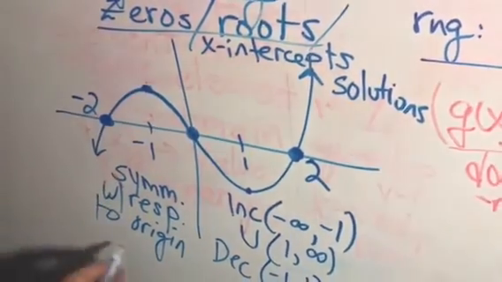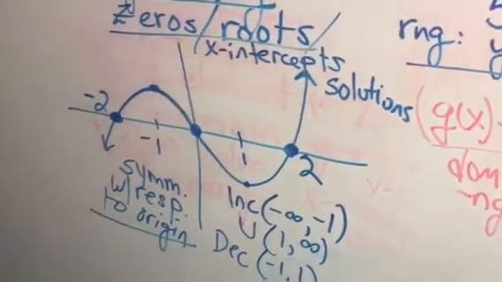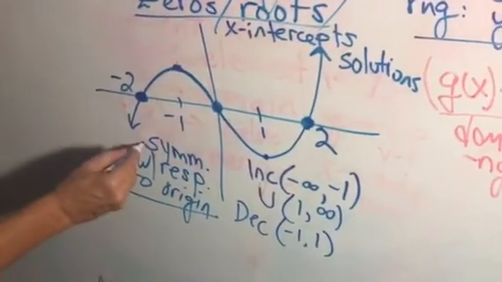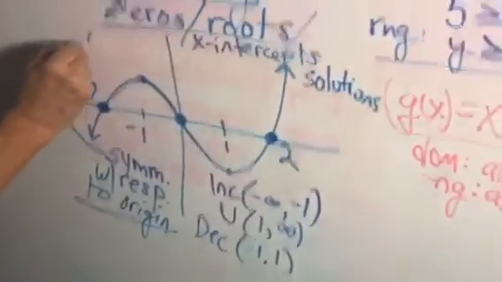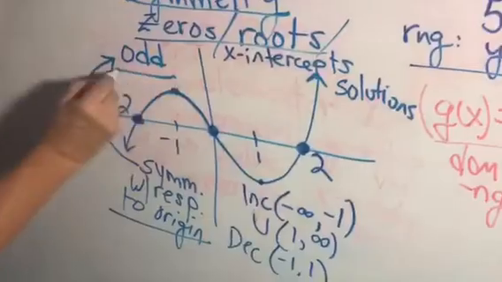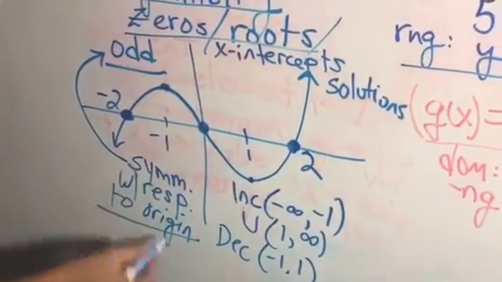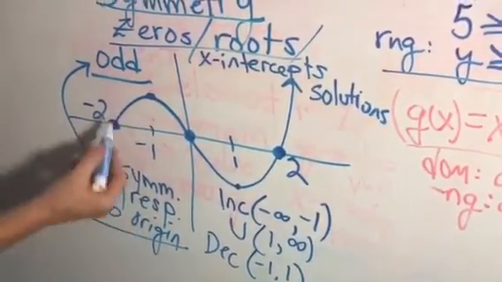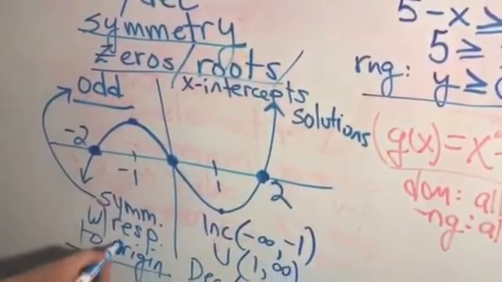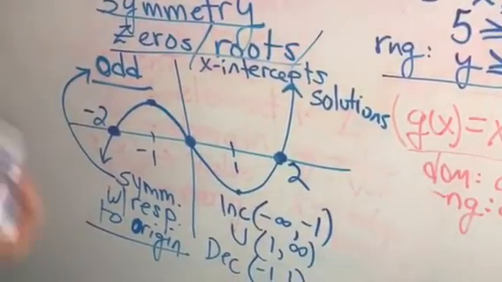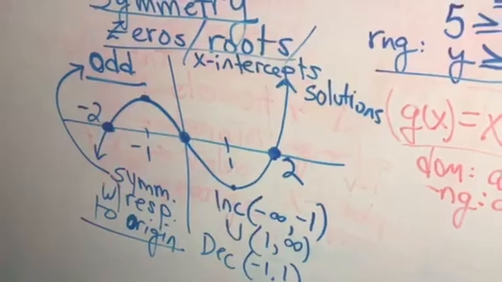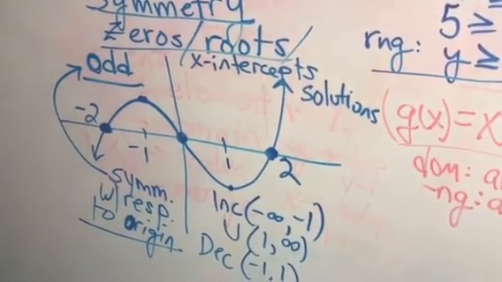Now, because it's symmetric with respect to the origin, it has a special name. Symmetry with respect to the origin is called an odd function. So when you have symmetry with respect to the origin, it's called odd. I always remember it because origin starts with O and odd starts with O. So that's the way to remember that origin symmetry is an odd function.